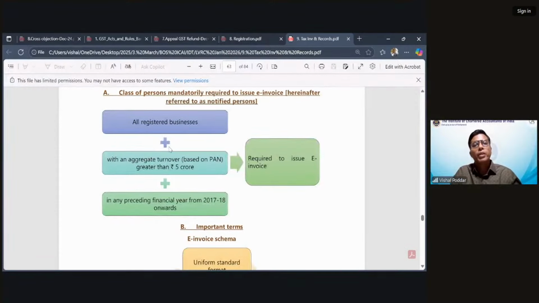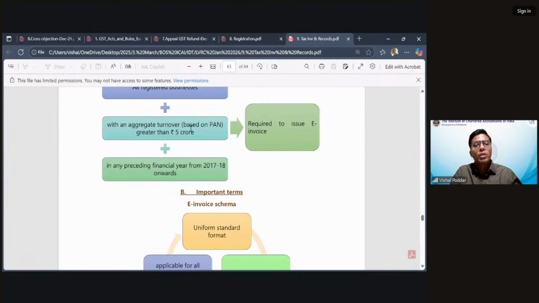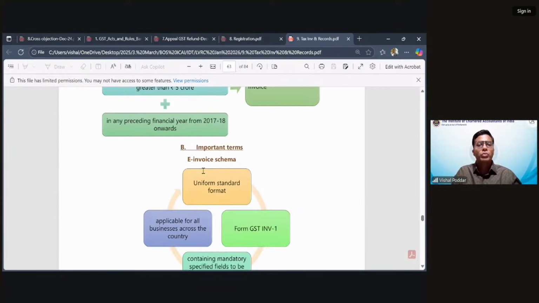Now, to whom is this applicable? First, obviously, you are a registered taxpayer. Most important, your turnover on an India basis is more than 5 crores in any financial year from 17-18 till date. So it is not that it should be only of the previous financial year. Generally, for all other purposes like registration, we see the immediate previous financial year's turnover. But for deciding e-invoice applicability, the law says any financial year from the date of implementation of GST. In this case, you are required to issue the e-invoice.